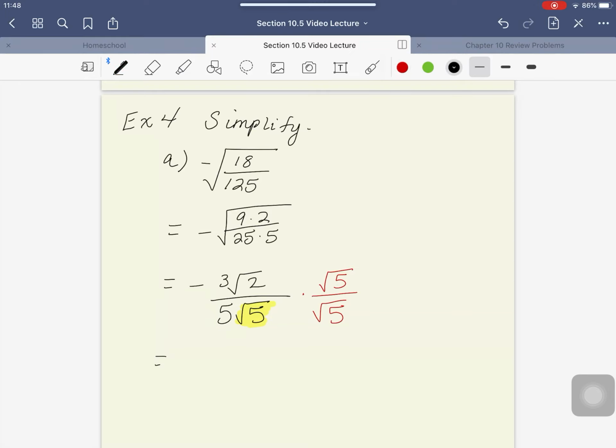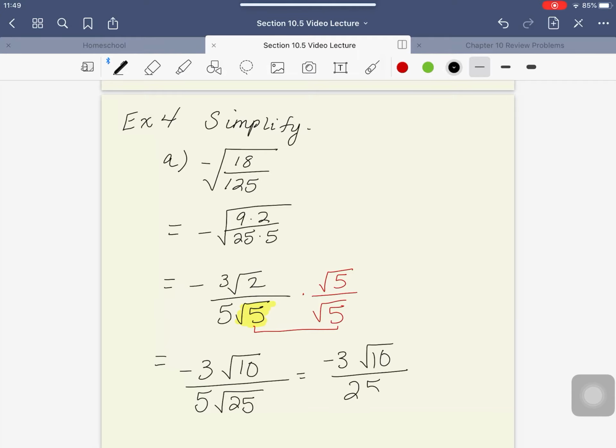So this will be negative 3 square root of 10 over 5 times the square root of 25. And I got that because I'm multiplying these two square roots. All right, the square root of 25 is 5. So that's negative 3 square root of 10 over 5 times 5, which is 25. And that's the final answer.